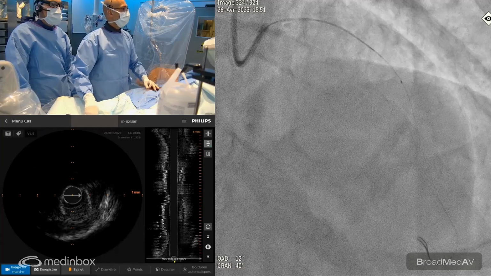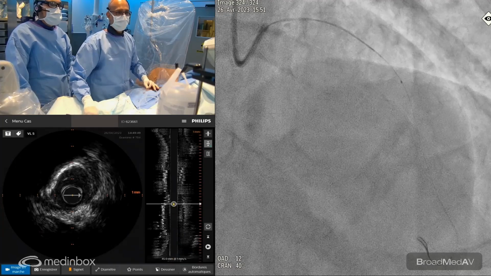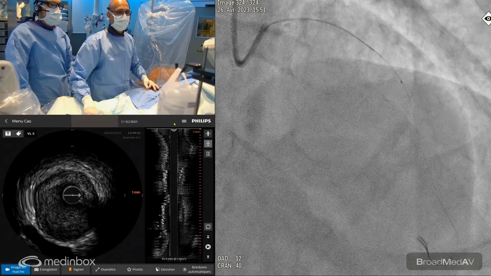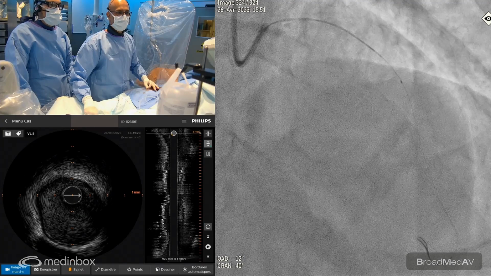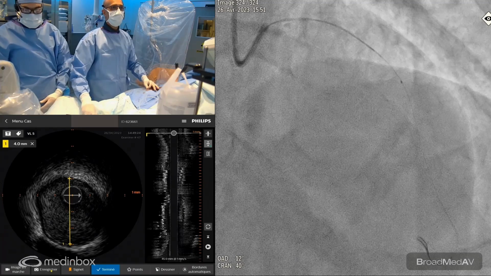Can I have a measurement of the LAD at the start of the LAD, please, a diameter? Okay, measure there. Diameter, yes, top to bottom. We have a 4.0 LAD.